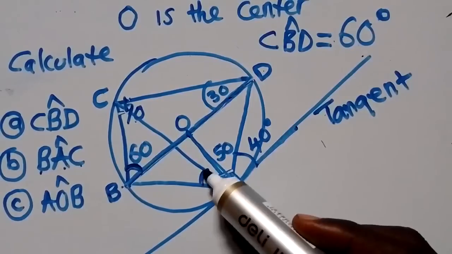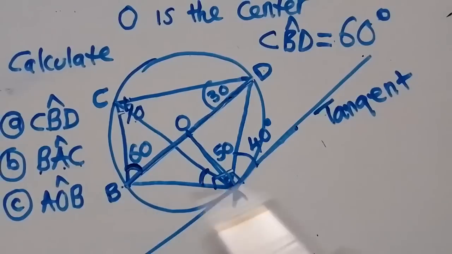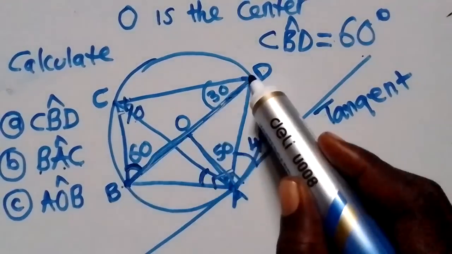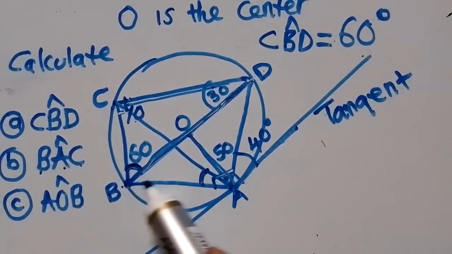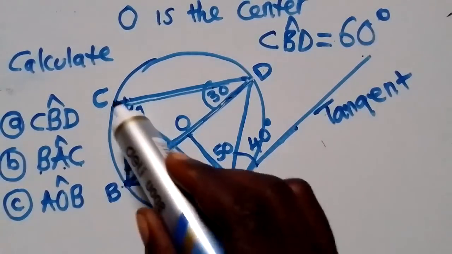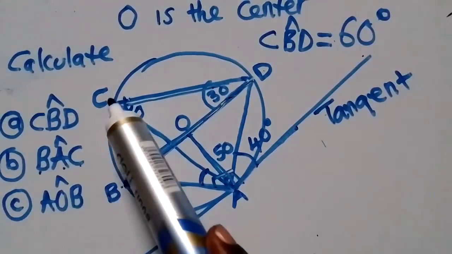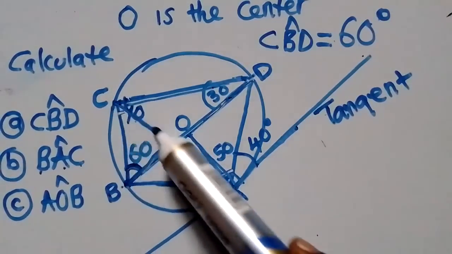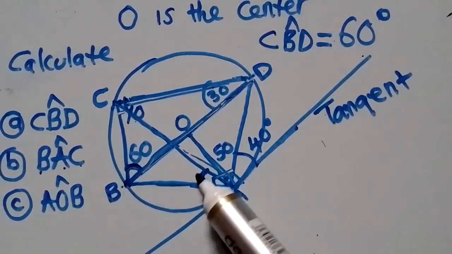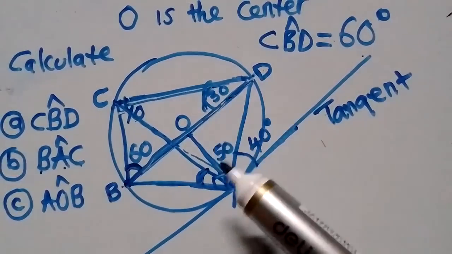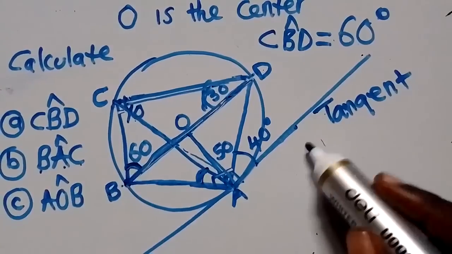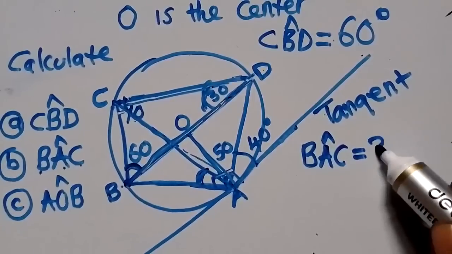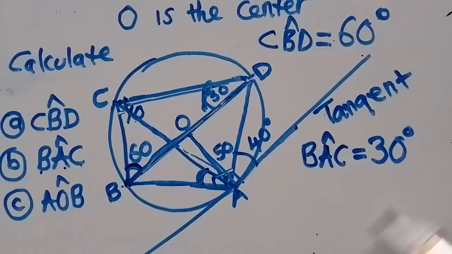Remember what I told you, same chord here and there. This one, when you go there, you come back there. Even this one, when you go there, you come back there. So these two angles are equal. Have you seen? I'm using principles. So BAC is equal to 30 degrees. You are done with that one.